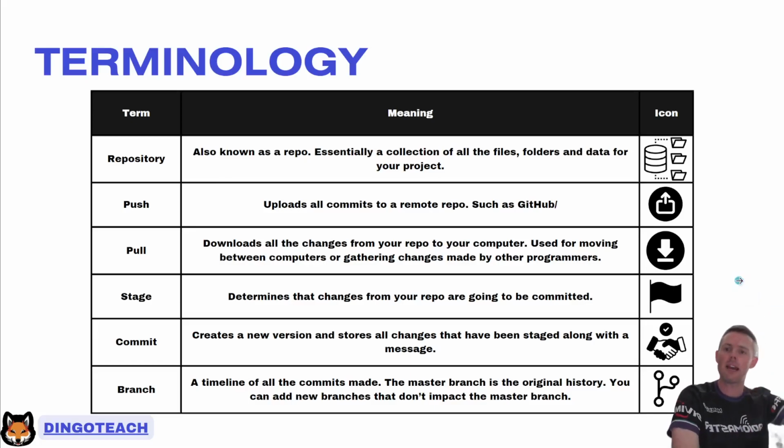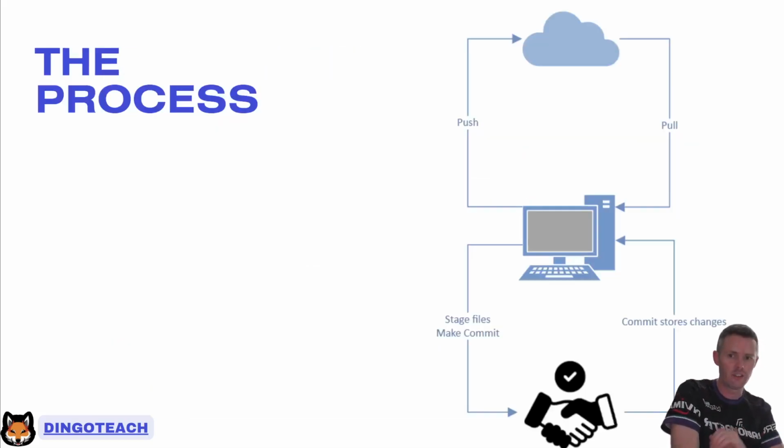But anyway, so these are the main terms. Repo is your project. Push is upload. Pull is download. Stage is get ready with it. And then commit is let's store all of our staged changes with a message, and branch is when we want to add something that doesn't affect the original timeline of events.